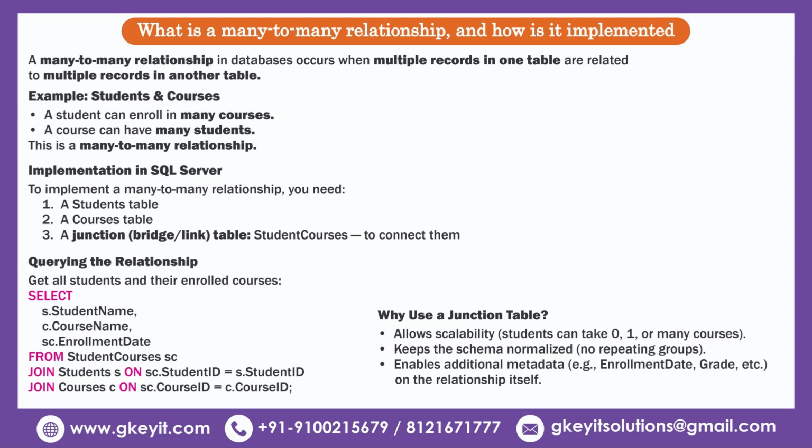For example, we have students and courses tables. A student can enroll in many courses and a course can have many students. That means one course can have many students and one student can enroll in many courses. In this situation, we call it a many-to-many relationship.